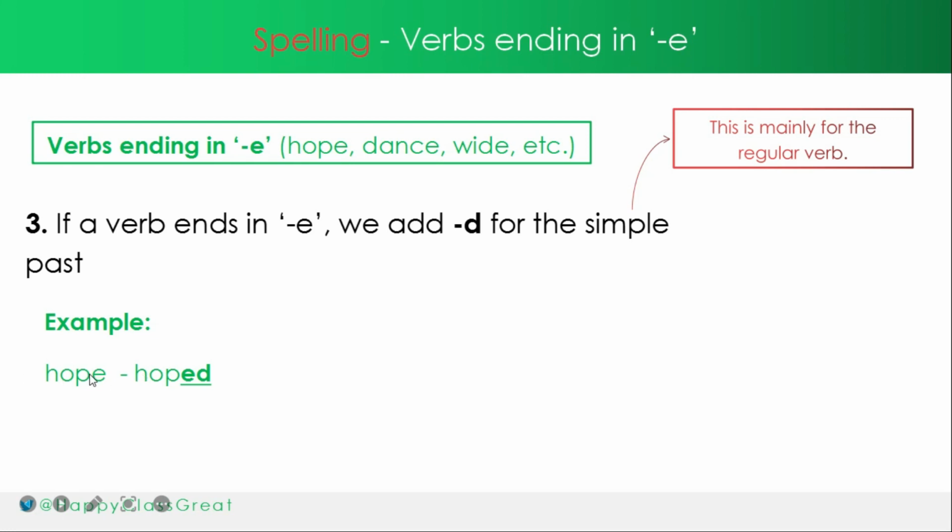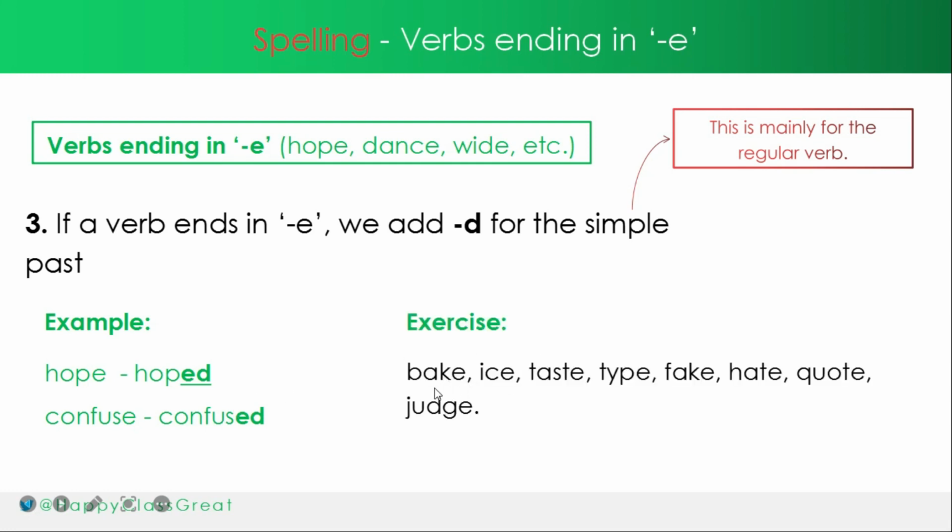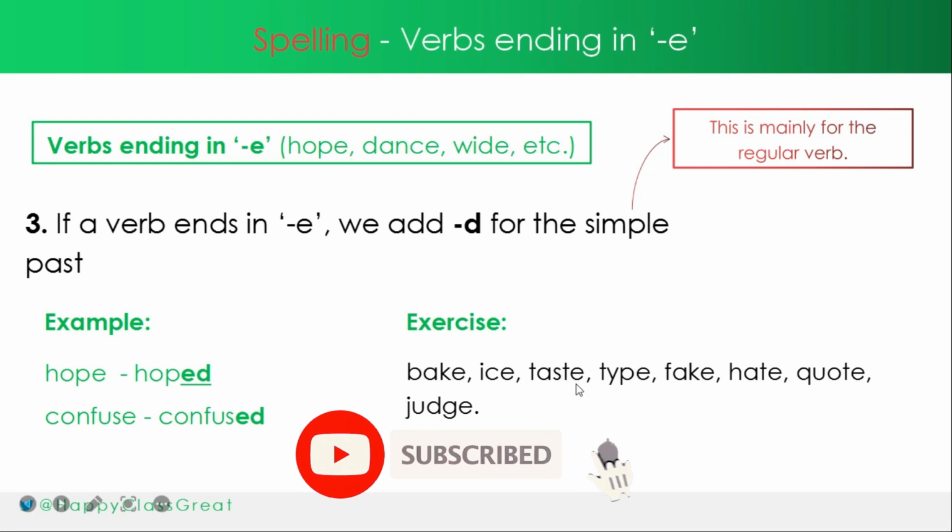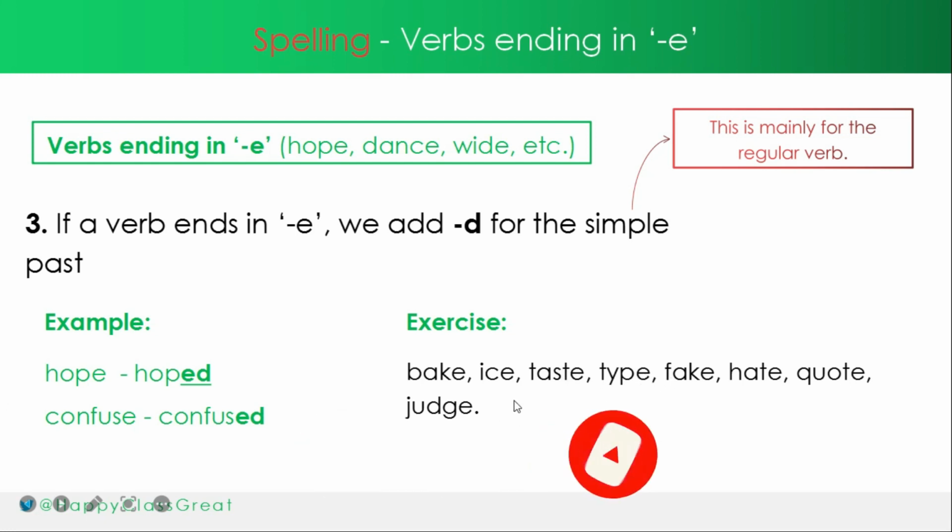So an example here is hope. When you see H-O-P-E, the past simple for hope is hoped, you understand. So it's hope, you put d after it. And the past simple for confuse is confused. So that's that. And quickly do this exercise. Bake, now you have to write B-A-K-E-D, and I-C-E-D, T-A-S-T-E-D, and T-Y, all like that. You are just going to put D after them because they already have the E there. So keep that in mind.